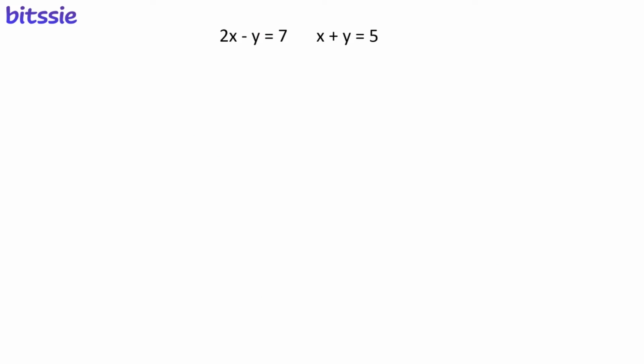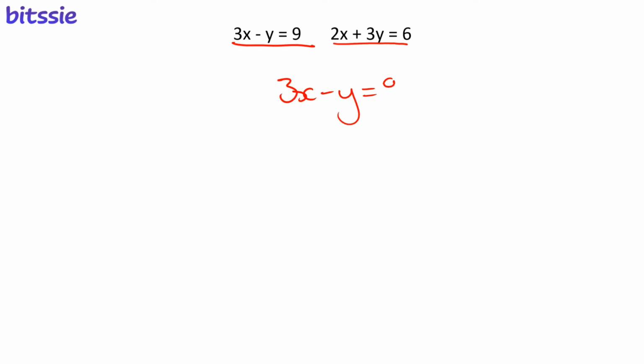Now on to question 3. This time we're using a slightly different method. 3x minus y equals 9 and 2x plus 3y equals 6. So what does the different method involve? First, we write out both of our equations. 3x minus y equals 9 and 2x plus 3y equals 6.